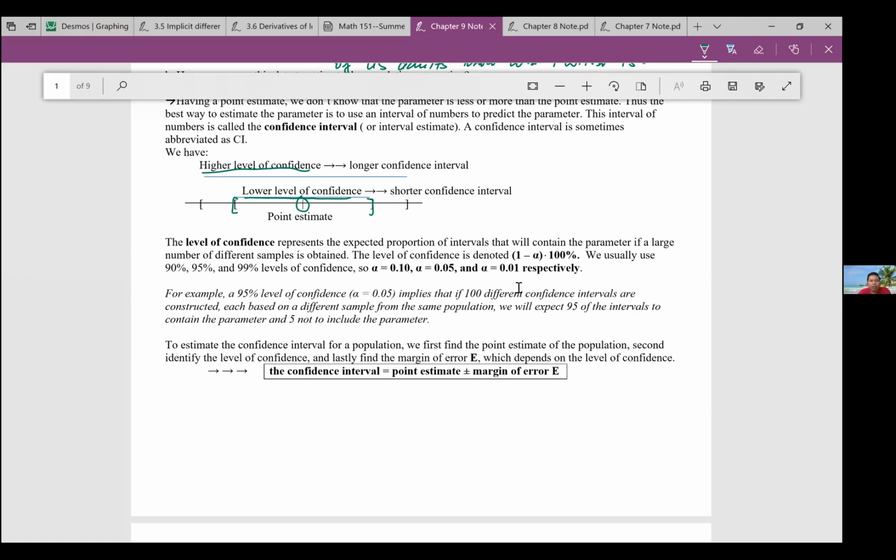You can see here, a 95% level of confidence means that alpha is equal to 0.05. It implies that if 100 different confidence intervals are constructed based on different samples, we expect 95 to contain the parameter and 5 not to include the parameter, right? So that's the concept. All right, so the confidence interval equals the point estimate plus or minus the margin of error.